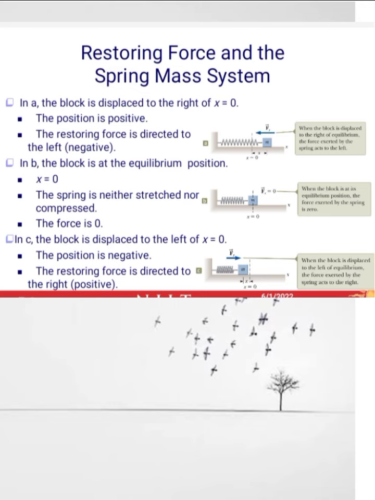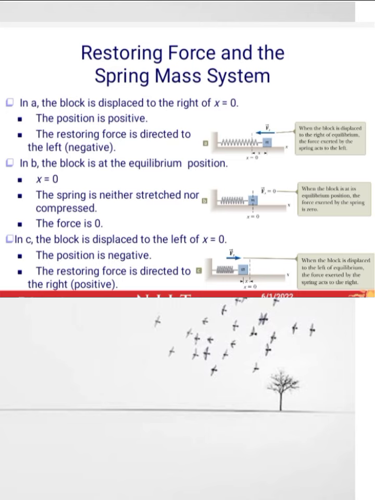Restoring force in the spring-block system. Point A: the block is displaced to the right of x equals 0. The position is positive and the restoring force is directed to the left, or negative. We can see the picture of the spring-block system when the block is displaced to the right of equilibrium. The force exerted by the spring acts to the left.